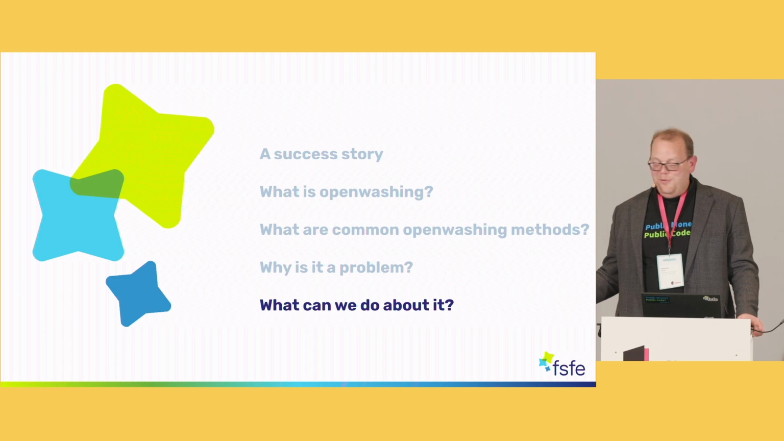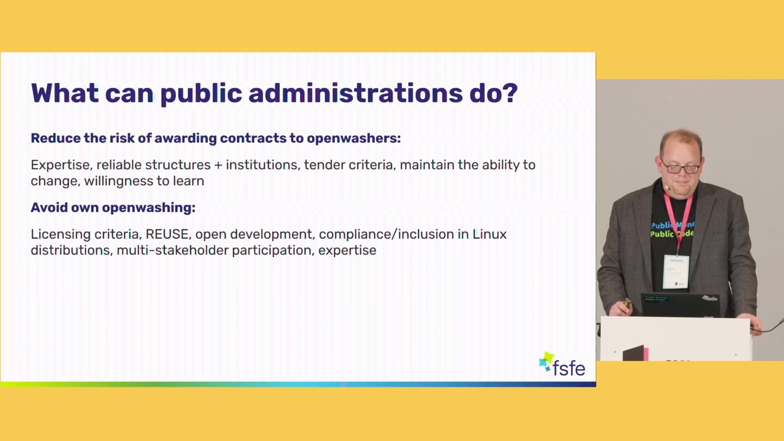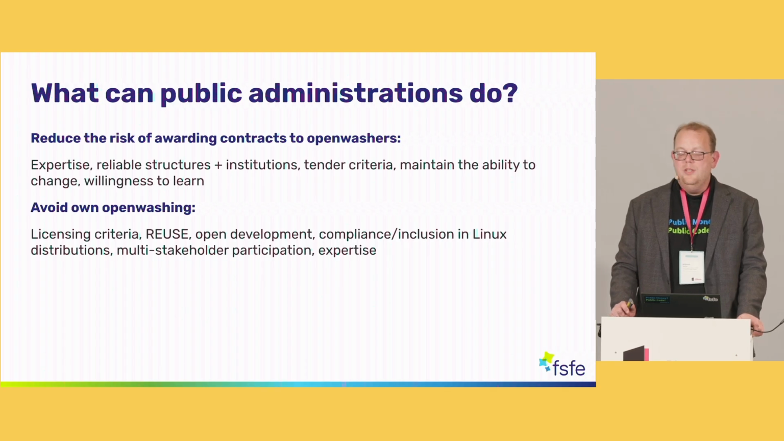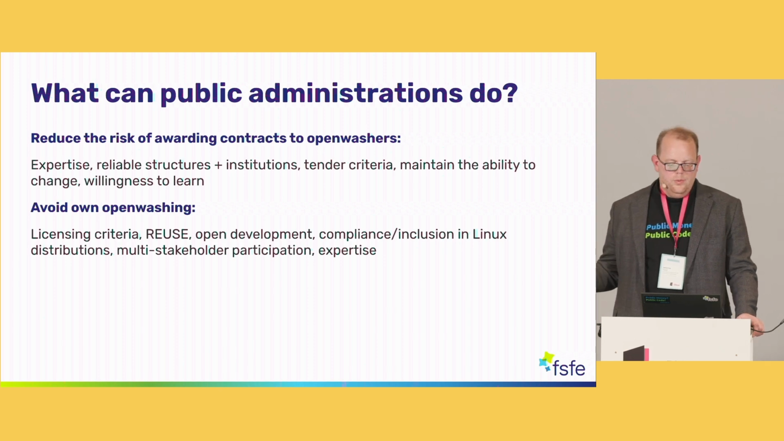Last point, and then hopefully time for Q&A. What can we do about it? Public administrations should try to reduce the risk of awarding contracts to open washers. They can do this by getting expertise and anchoring it in reliable structures and institutions, by using tender criteria that prevent open washing, and they should maintain the ability to change and willingness to learn. And they should, of course, try to avoid own open washing. There are several possibilities to do that.